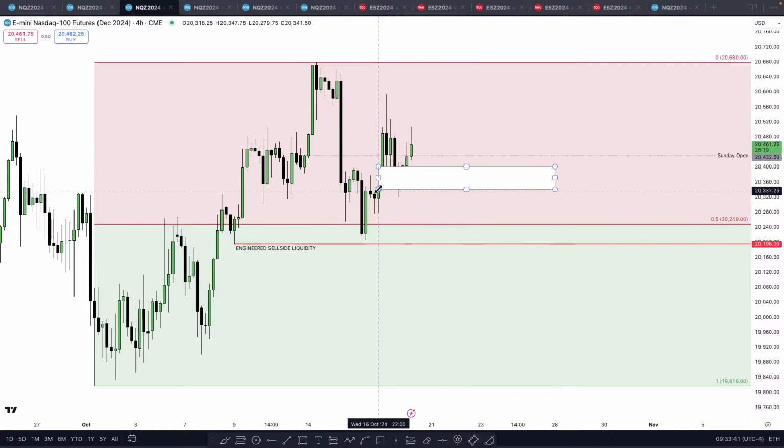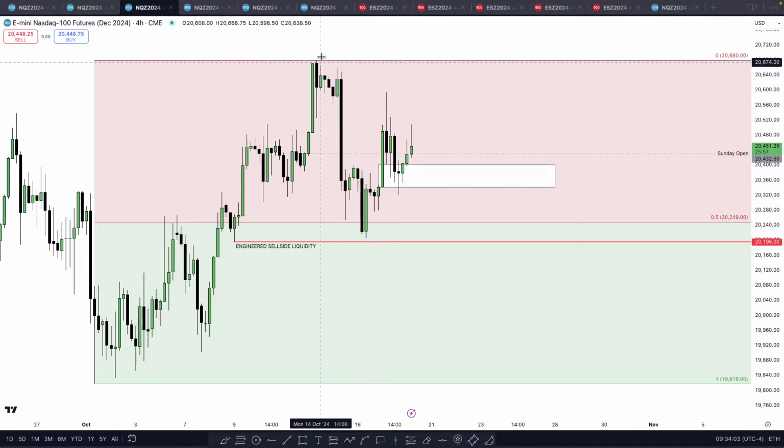Because on the 4 hour chart, this is the only inefficiency from current market price to the engineered sell side liquidity pool I've annotated here. So if we close below there, we can still look at the lower time frames, but I want to see a candle close. And again, we're just going top down and building our narrative, and we're going to get down to the 1 minute chart. Okay.